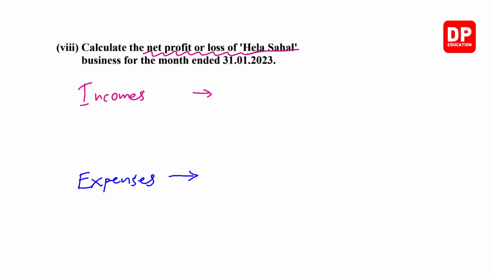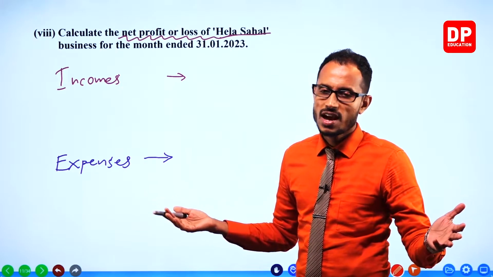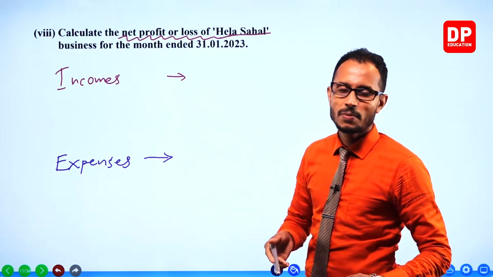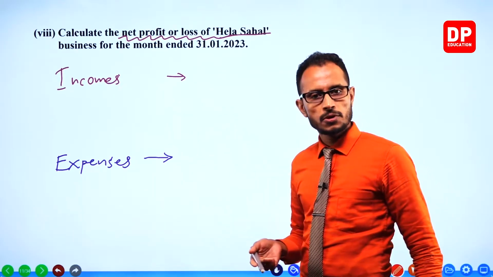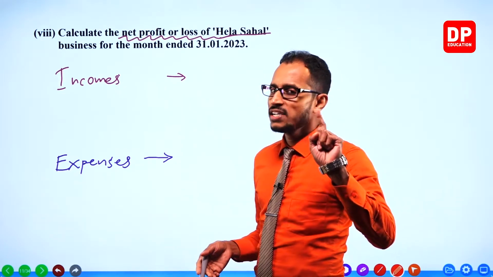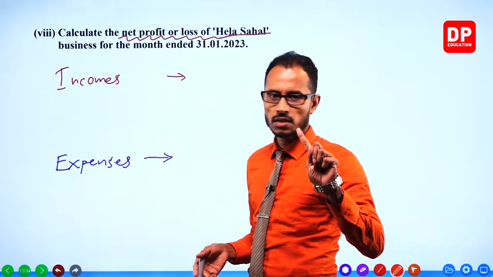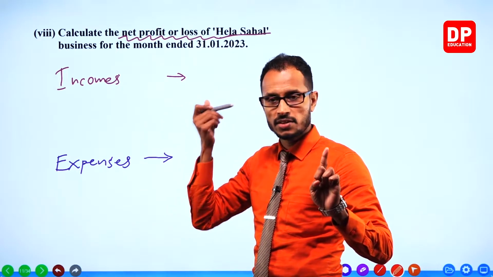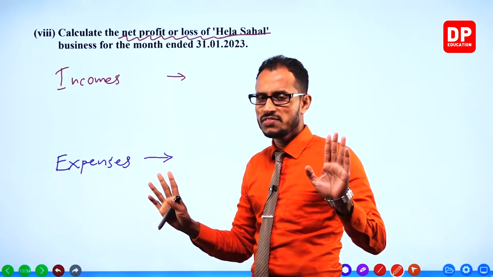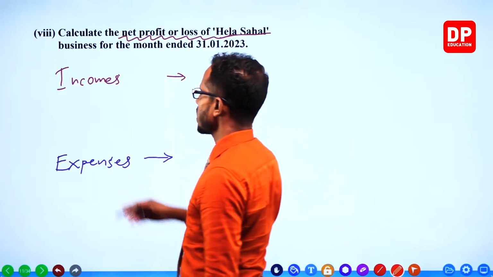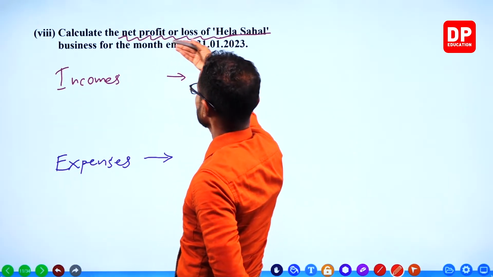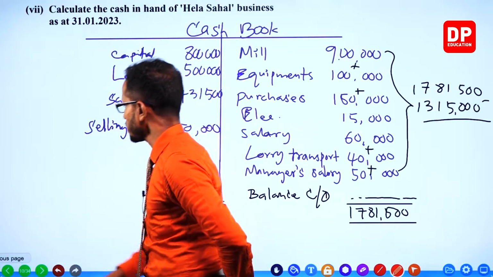Okay, but there is an easy way, a shortcut to this, because since we have prepared the cash book, we can use the cash book. But all cash receivings are not incomes. Keep that hard printed in your mind. We can't take all the receivings as incomes when calculating net profit. Let's go and check what the receivings are.